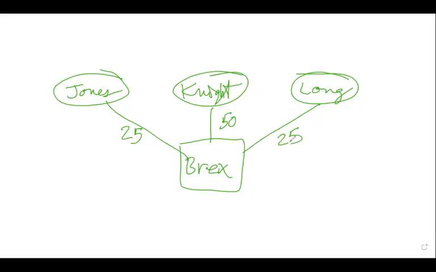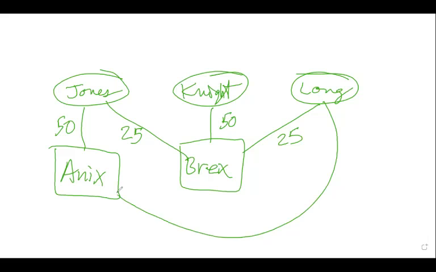Then we have another company called Annex. We might as well put Annex here. Probably not going to be a perfect placement, but that's fine. Mr. Jones has 50% of Annex. So there he is, Mr. Jones, 50 of Annex, 25 of Brex. Mr. Knight has 50 of Brex. Mr. Long, well, he also has 50% of Annex. Okay, so Jones and Long own Annex. Knight, Jones, and Long own Brex.